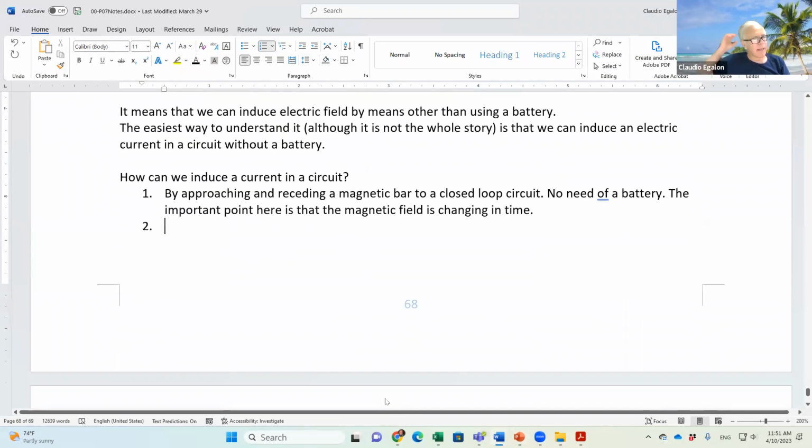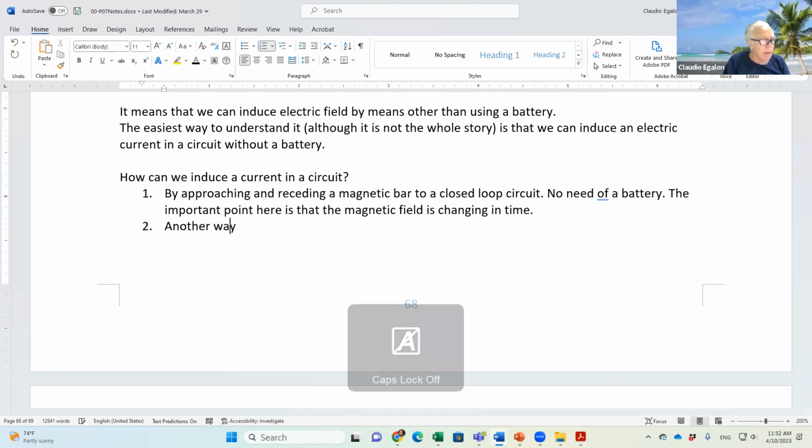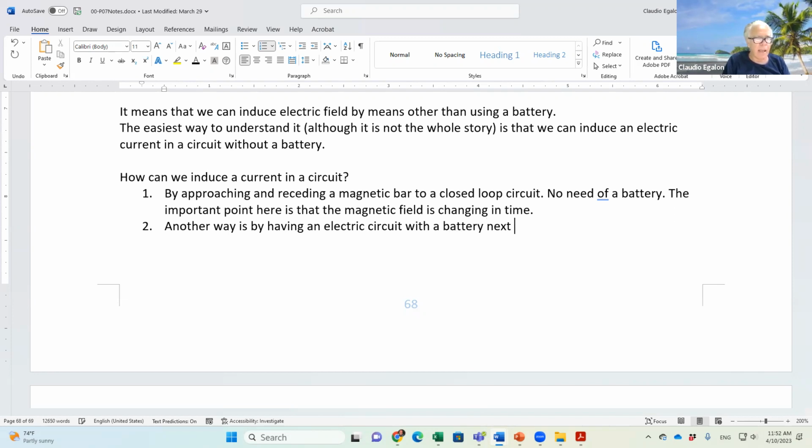So that's by approaching and receding a magnetic bar to a closed loop circuit. No need of a battery. The important point here is that the magnetic field is changing in time. Another way is by having an electric circuit with a battery next to your closed loop without a battery.